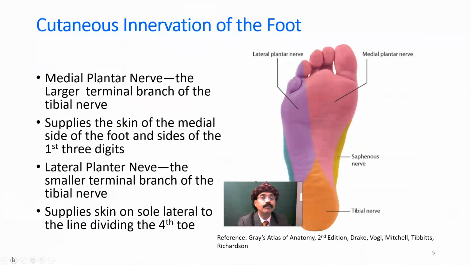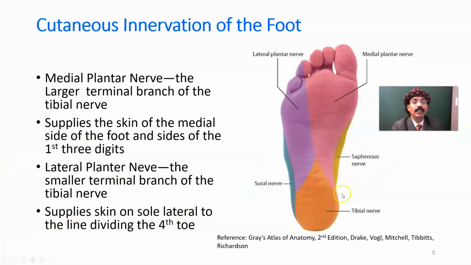Cutaneous innervation of the foot: medial plantar nerve, lateral plantar nerve. These are the terminal branches of the tibial nerve. This is the larger terminal branch, the medial plantar nerve, which supplies skin on the medial side of the foot. This is the medial plantar nerve area. And the sides of the first three digits, 1, 2, 3, and the medial side of the fourth digit.